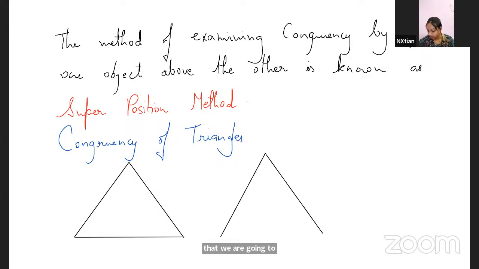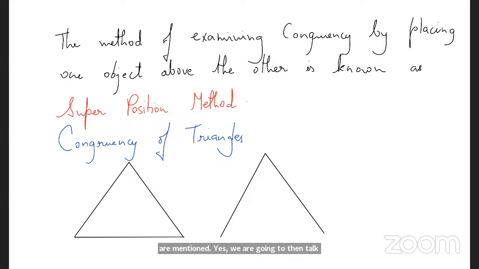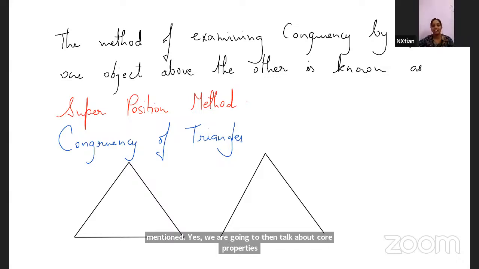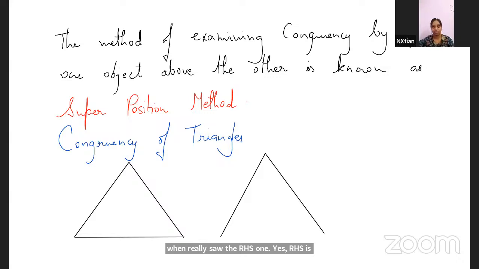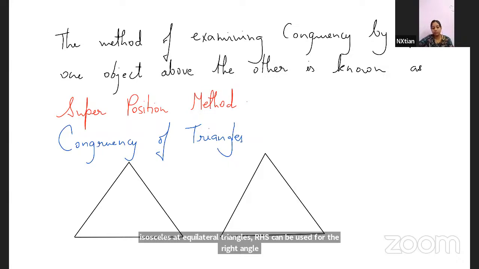But in the book, it's showing RHS, SSS, ASA, and SAS. Yes, four properties are mentioned. I didn't scroll a little there. Yes, we are going to talk about four properties. We didn't really see the RHS one. RHS is for right angle triangles. The rest of them are for isosceles and equilateral triangles. Four properties we are going to study.